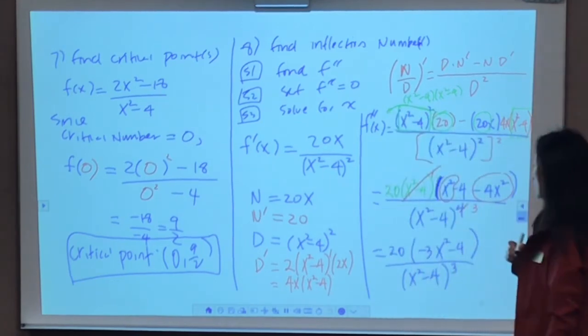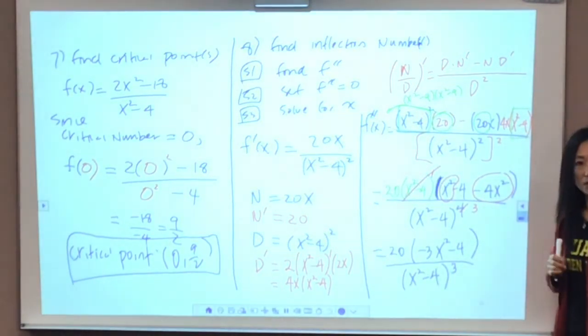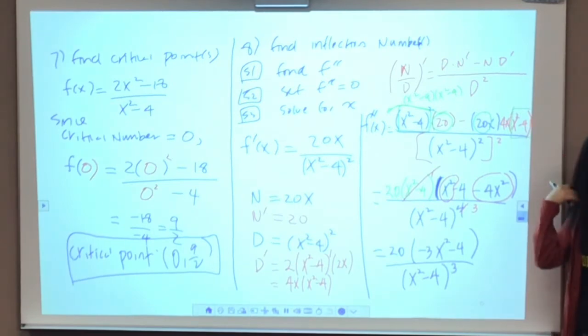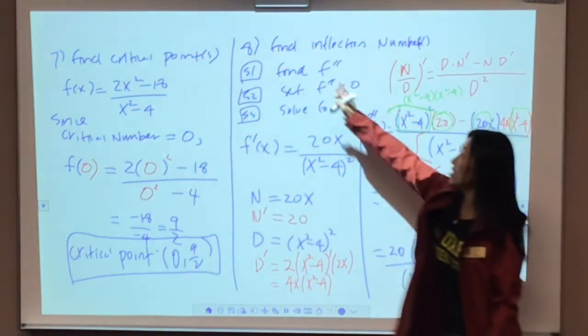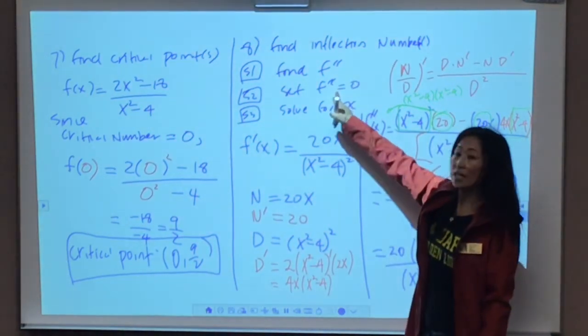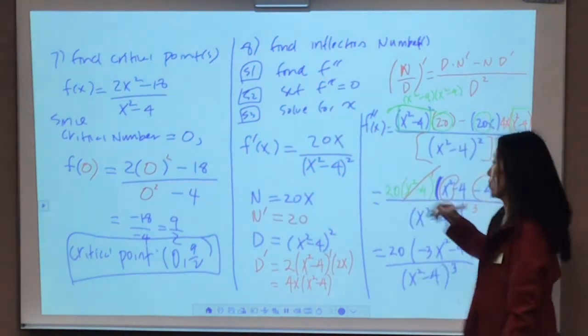Factor them out. Is everybody with me now? So far, so good? Okay, we found the second derivative. So now what do I need to do? This is what I just did. What's my second step? I need to set them equal to what? 0.